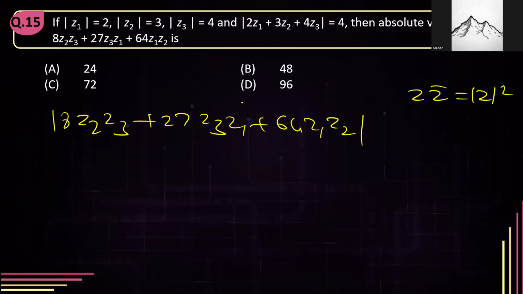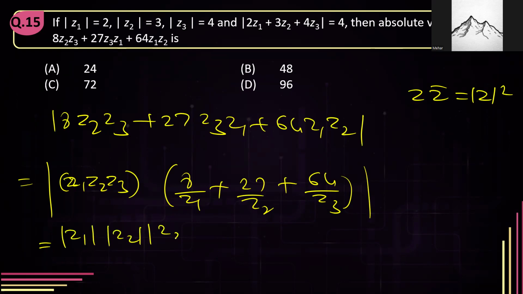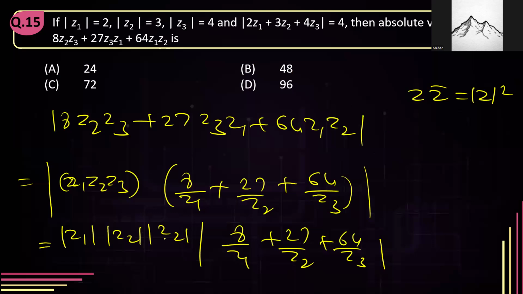So what I'll do is, since mod Z1, mod Z2, mod Z3 are known, inside we'll take Z1, Z2, Z3 common. Then we'll be left with 8 by the missing term, which is Z1; the second one, the missing term is Z2, 27 by Z2; the third one, the missing term is Z3, 64 by Z3. So whenever you have mod of multiplication, you can write individual moduli: mod Z1, mod Z2, mod Z3 into mod of 8 by Z1 plus 27 by Z2 plus 64 by Z3. Now mod Z1, mod Z2, mod Z3 are already known to us. They are 2, 3 and 4. Let us write that: 2 into 3 into 4.